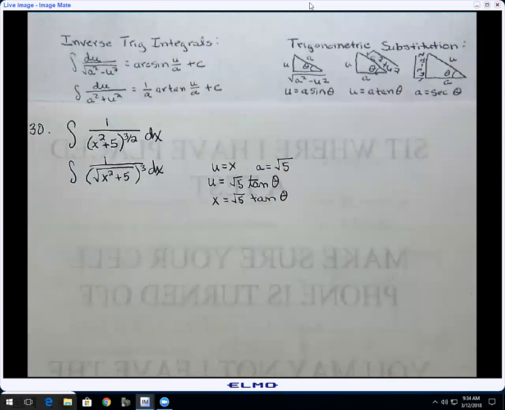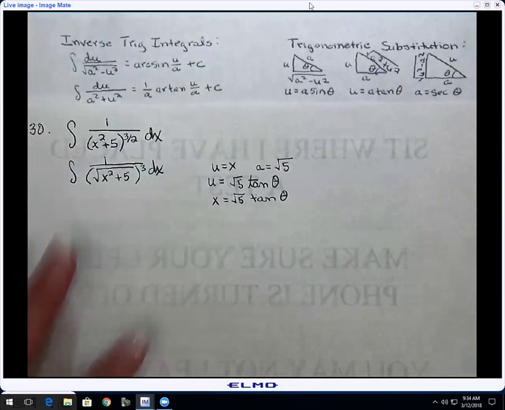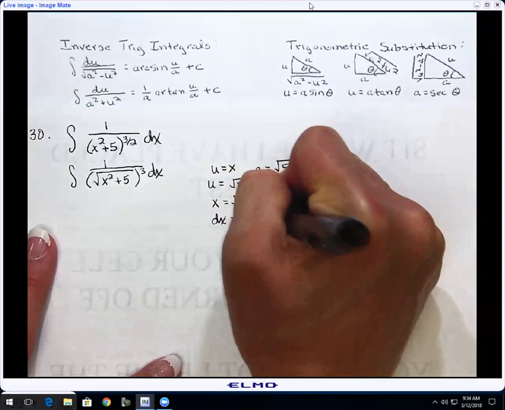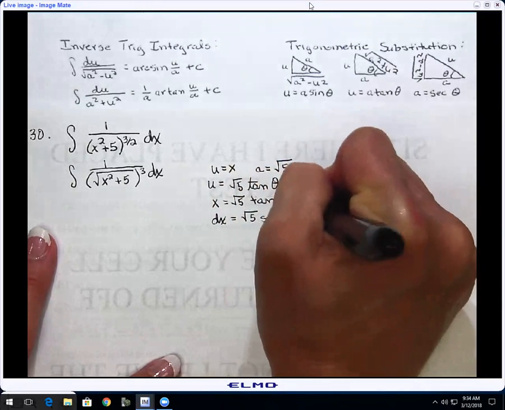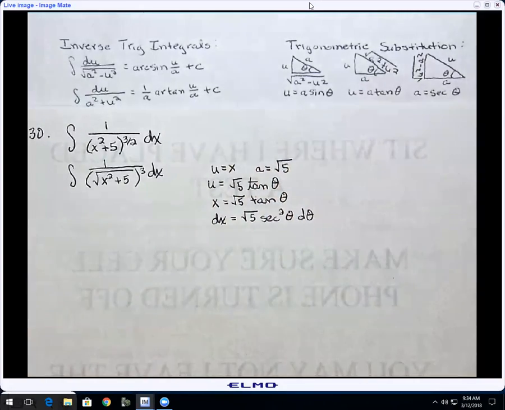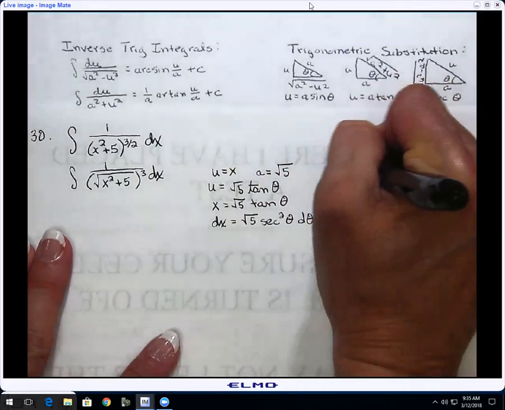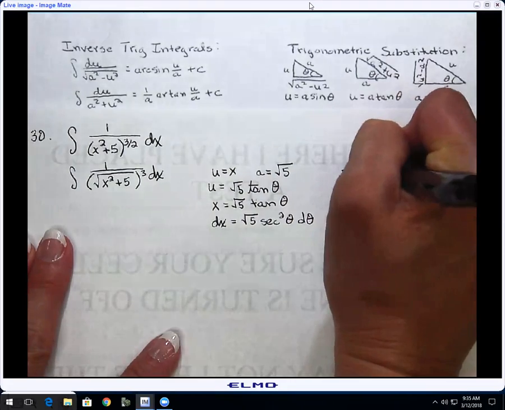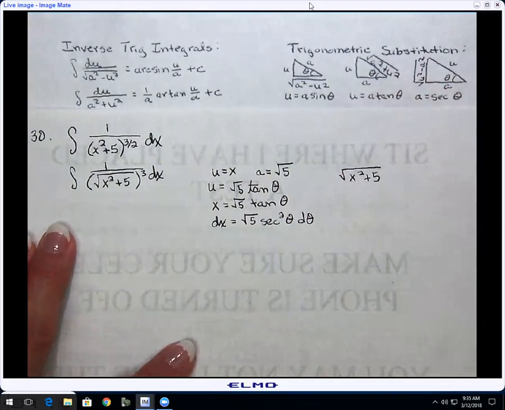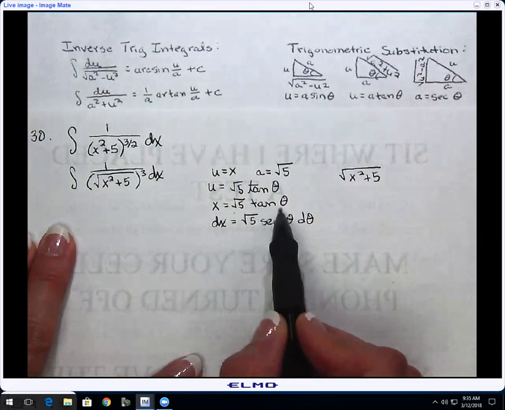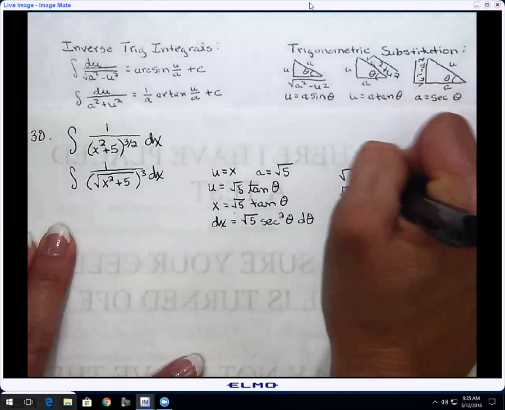If that is x, then what's dx? Square root of 5 secant squared theta d theta. Yep. And I've learned that the other thing that's easier for me to do before I go back to the original problem is find that equivalent expression for square root of x squared plus 5. If I have x is square root of 5 tangent theta, then what will this simplify to?